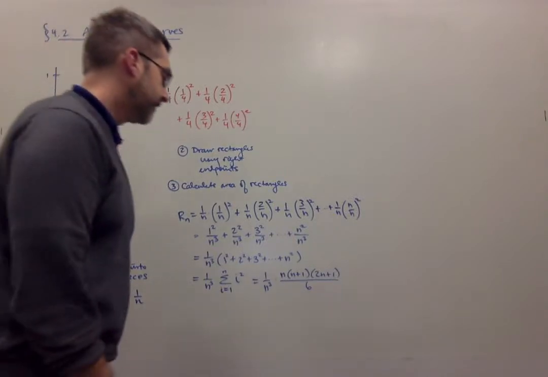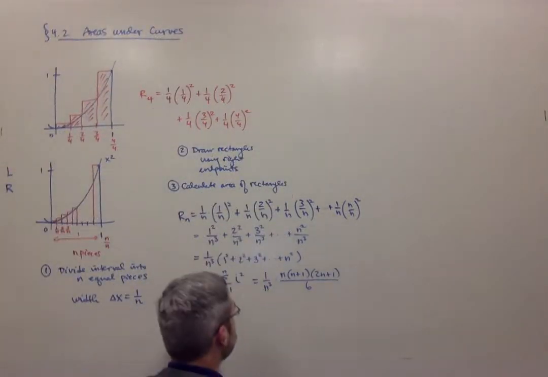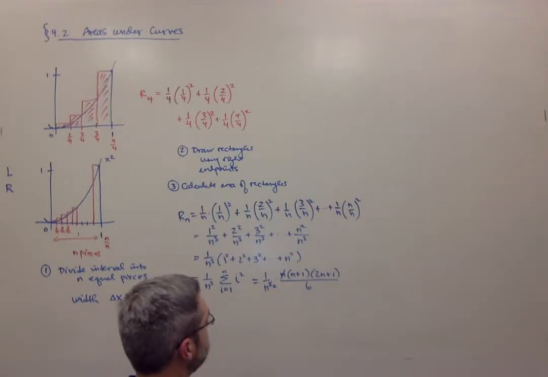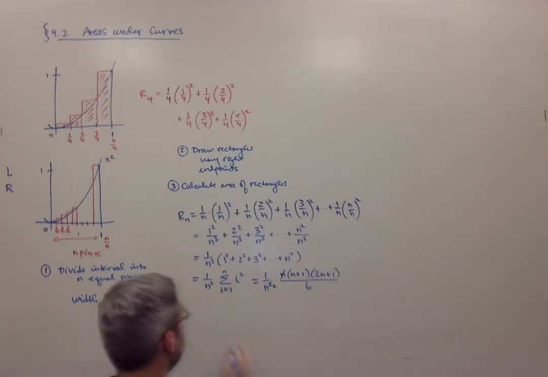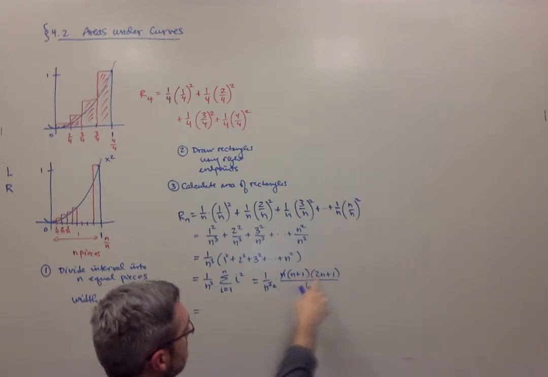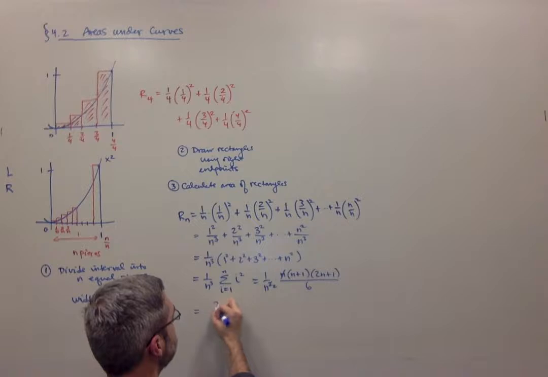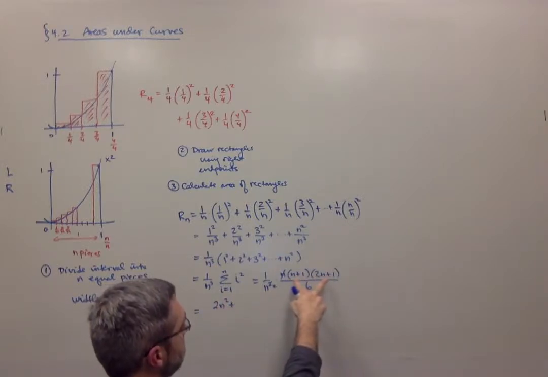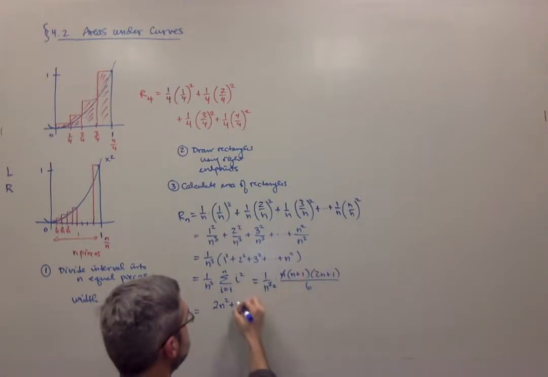So let's clean this up just a little bit. We've got n. We can cancel one of those n's there. And then on the top, if we were to multiply this out, we would get 2n squared plus an n for foiling, outside and inside, plus an n and plus a 2n is plus a 3n.